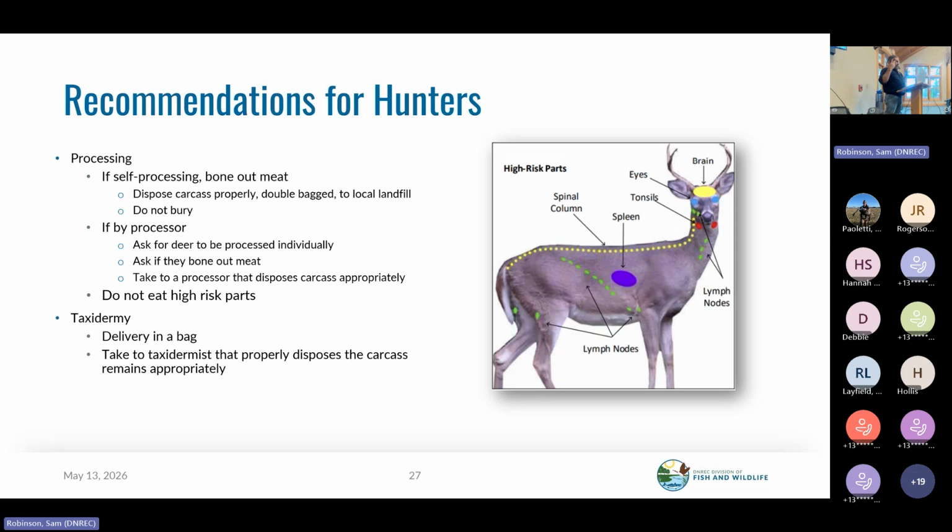If you're going to get that big buck, you really want to get it mounted on the wall. Put the head in the bag if you can. Take it to the taxidermist, deliver it there in the bag. Make sure they're properly disposing of what's left, because they skin it all. So the head, make sure it's taken to the dump properly.